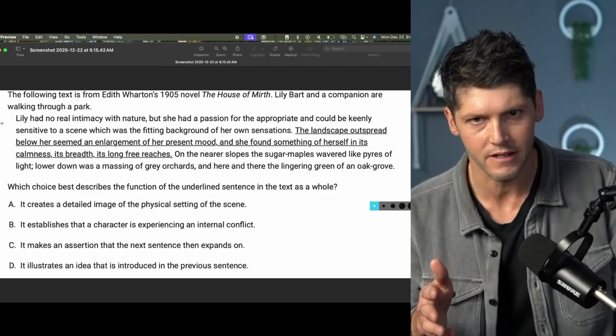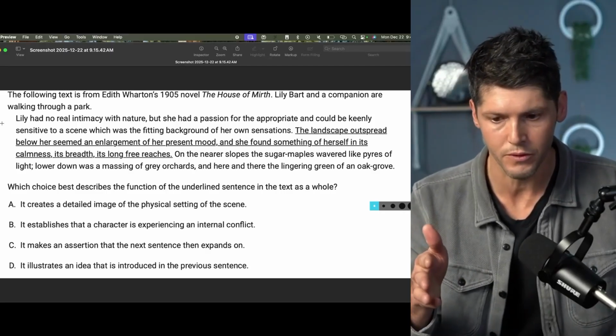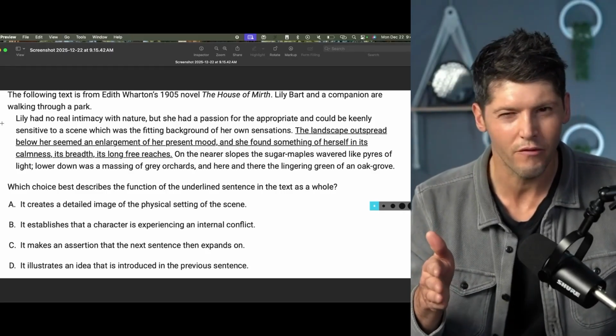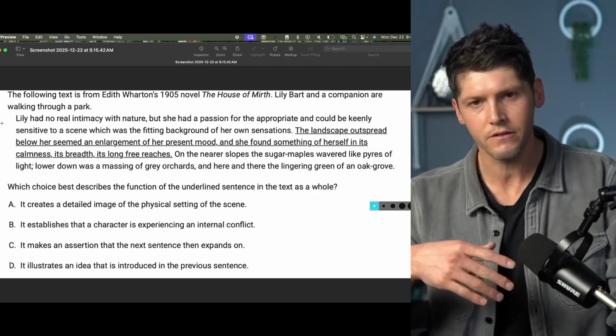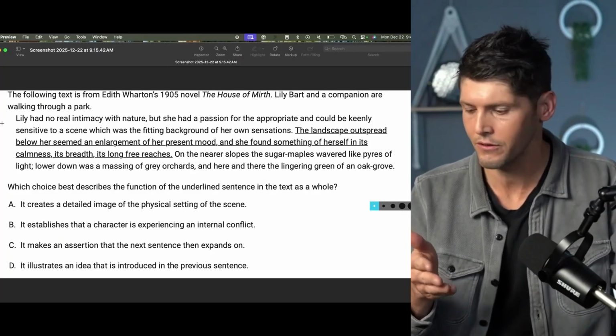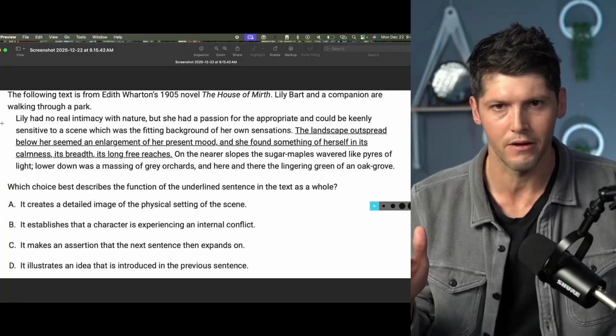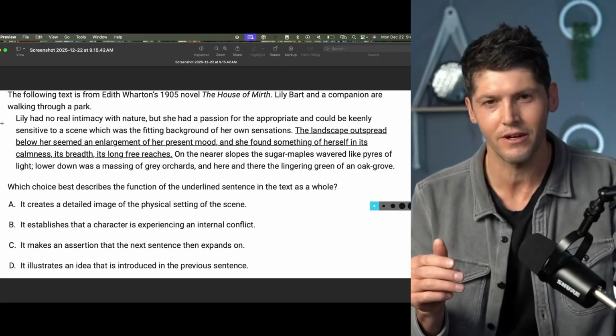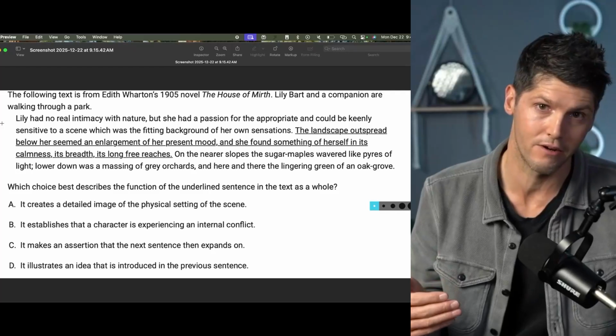Can we just pause and say that's a really weird sentence for most people to read? To say you have a passion for the appropriate, that's going to throw a lot of people off. If you don't have a good strategy and you're reading that sentence, you're going to think, okay, what the heck is that about? And you're going to waste time trying to understand a phrase that basically doesn't matter for this question.